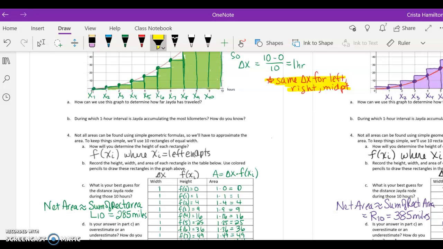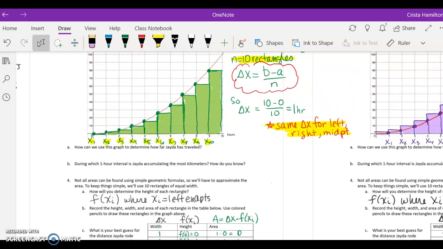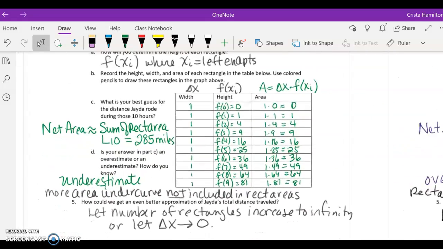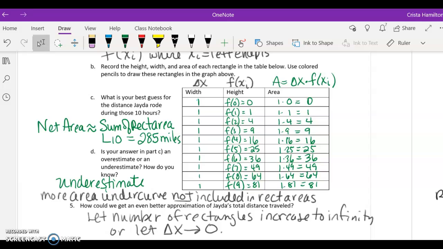Now notice that the left endpoints, the first one will be 0, then 1, 2, and so on, heading up until the last left endpoint for the 10th rectangle would be 9. Notice that you have 10 left endpoints because we have 10 rectangles. And so I calculate the function values in the chart for each of those.